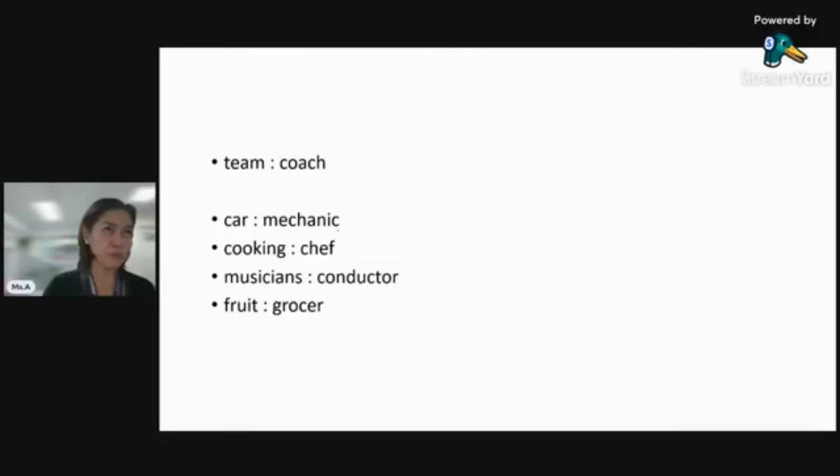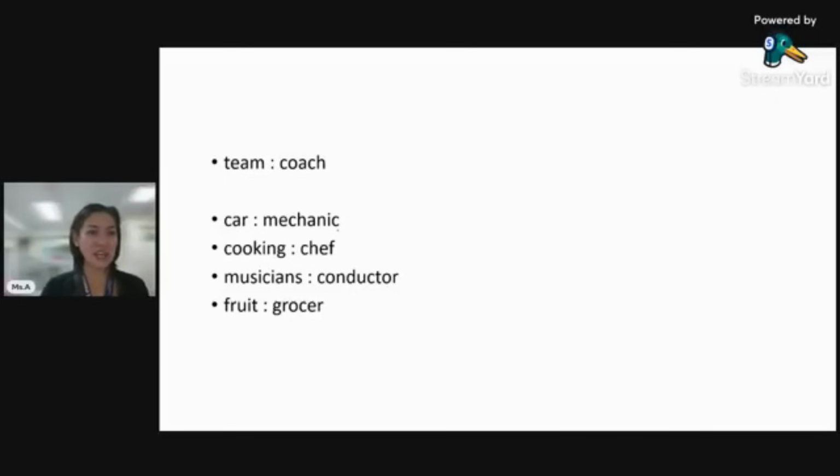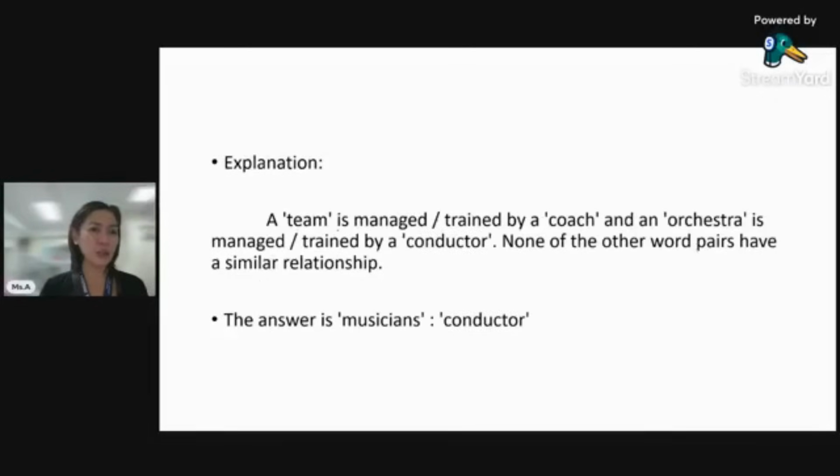So, what about fruit and then grocer? So, wala po. And then for the car and mechanic, yes, cars are being handled by a mechanic if ever sira yung car natin. But still, it doesn't make sense. Kasi we are actually looking for something that could be trained or could be managed by a certain person. Tapos medyo maramihan yung tao or thingy na i-handle niya. Okay? So that's why musicians as for the conductor.